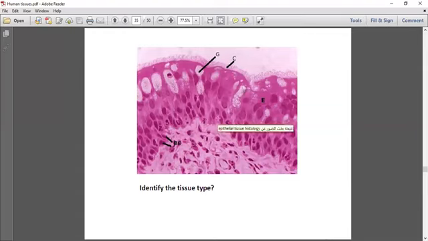This tissue is an epithelium. Which type? Thus the question, identify the tissue type. It is pseudostratified, ciliated, columnar epithelium, rich with goblet cells and cilia at the apical surface of columnar cells. E here means epithelium, C cilia, G goblet cell.